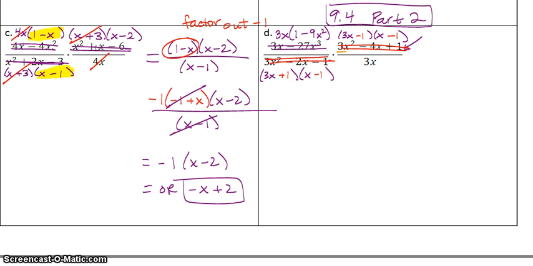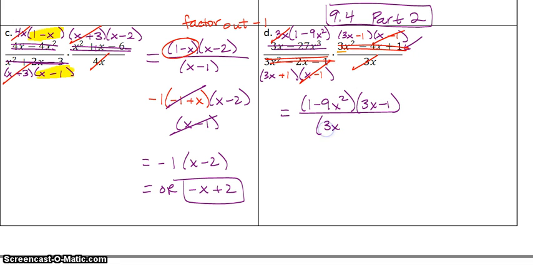So I'm going to cancel out what I can, and then I want to show you something. Alright, I can cancel out 3x and 3x. I can cancel out x minus 1 and x minus 1. So right now I am left with 1 minus 9x squared and 3x minus 1 on top, and on bottom 3x plus 1. So now every single time when you get to some of these more advanced problems, you're going to have to look for those special patterns.